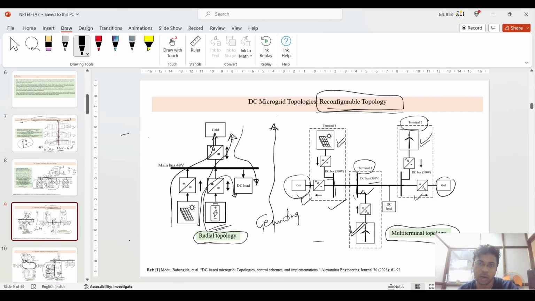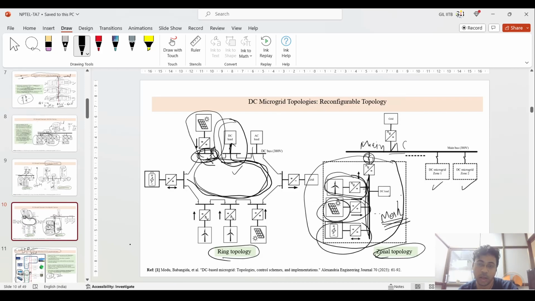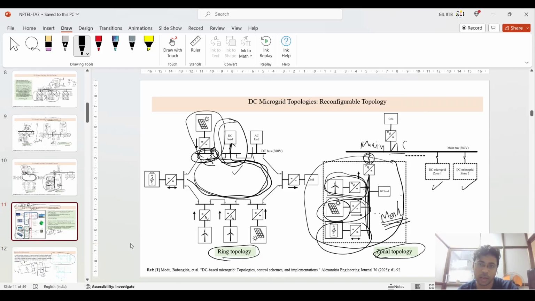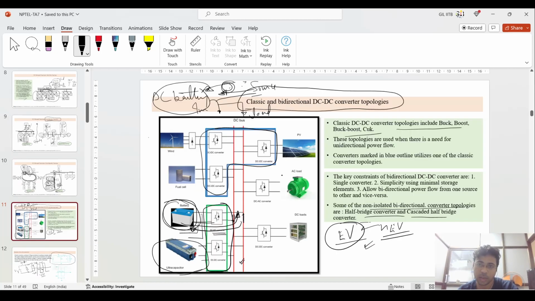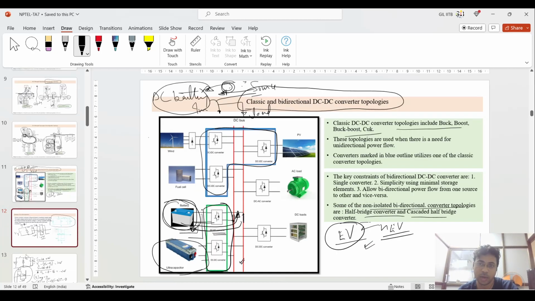And we also studied the DC microgrid topologies, that is radial and multi-terminal, and also the reconfigurable topology. We also studied the classical and bidirectional DC converter topology.